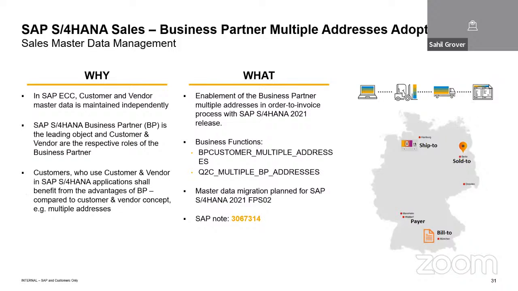Then the next query that always comes to us is the multiple business partner adoption. Do we have the option to have multiple business addresses in the business partner? So yes, it is possible.